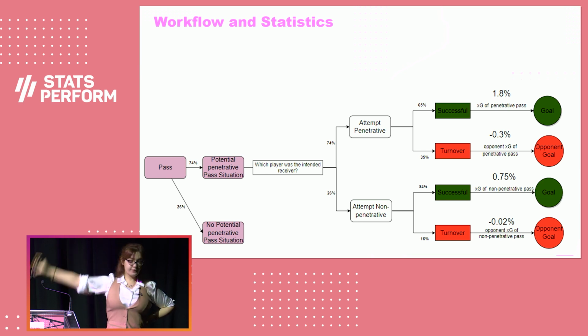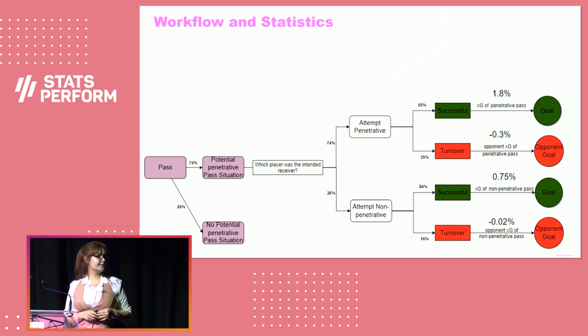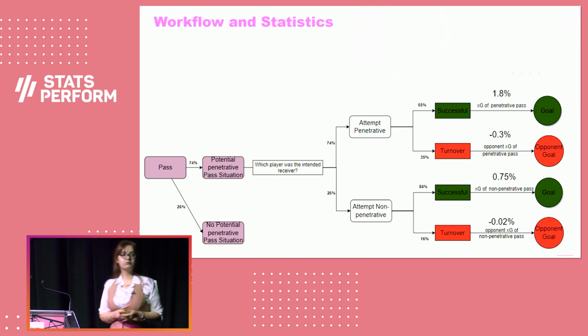Actually, 65% looks like a lot, because if you check other statistics, on average mostly 80% of passes are successful in other data sets. But when it comes to penetrative attempts, only 65% are successful. And this shows that this is quite a risky pass. It's not going to be as successful as a normal pass on average.